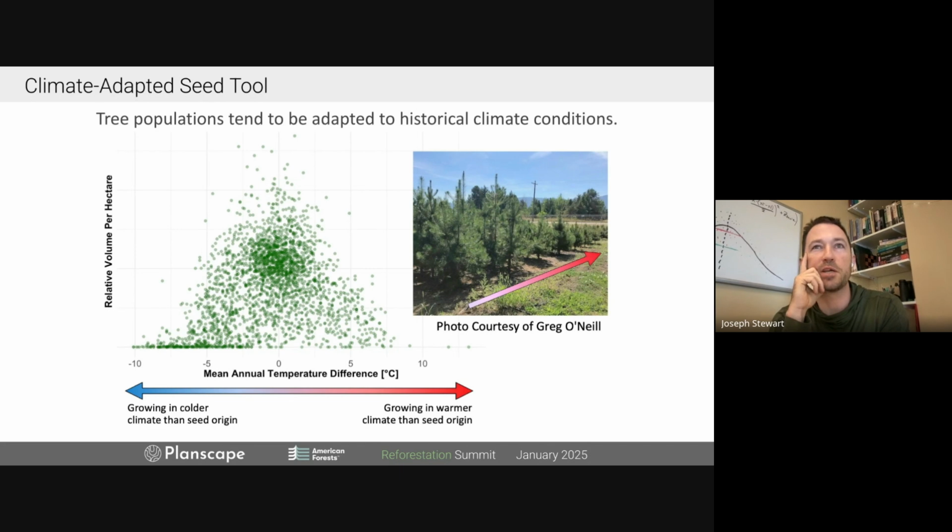You can just look at this picture. This is from Greg O'Neill's yard in front of his office. This is a demonstration provenance test where you can see the height of these trees roughly corresponds to the right-hand side of that bell-shaped curve that you can see on the scatter plot there. Next slide, please.